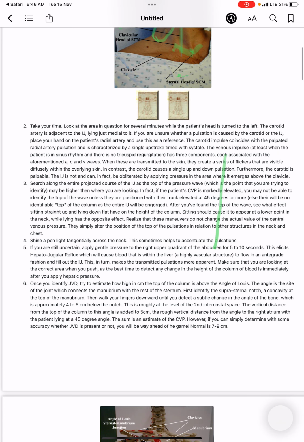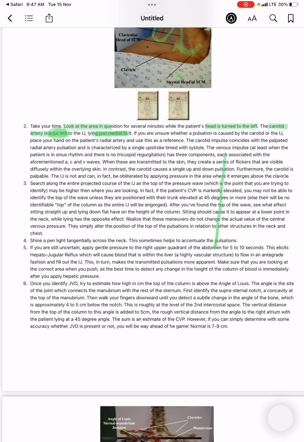Take your time. Look at the area in question for several minutes while the patient's head is turned to the left. The carotid artery is adjacent to the internal jugular vein, lying just medial to it. So which artery is lying adjacent to the internal jugular vein, just medial to it? The carotid artery.